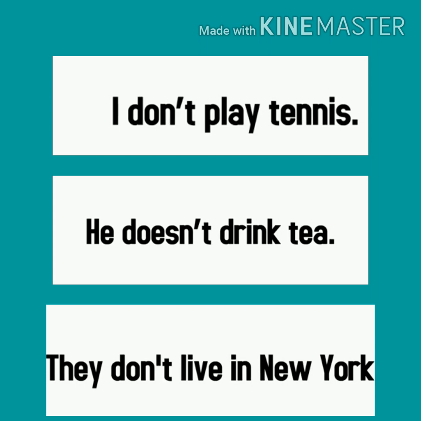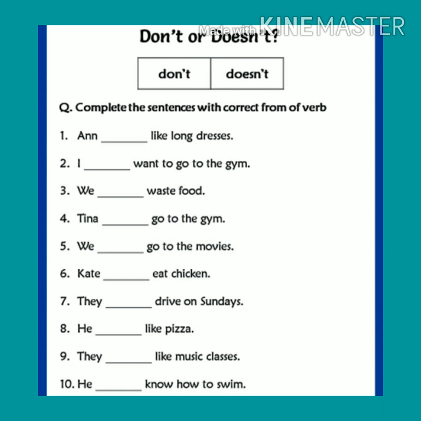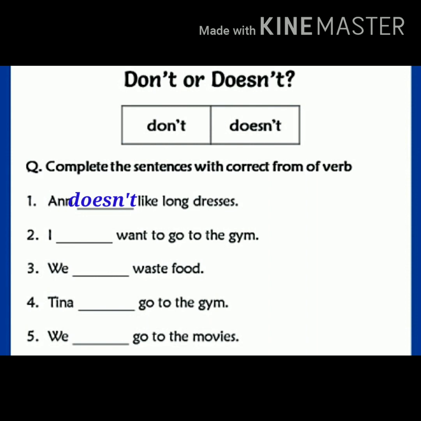Now we will move forward to attempt one exercise, or you can say practice set. So here you have a practice set on the screen. First, pause the video here and try to do this practice set yourself. Pause means you can stop the video here, and in the rough notebook you can do the exercise and then match your answers. First sentence is here: N dash like long dresses. Here N is a name, okay? So what should we use? N doesn't like long dresses.